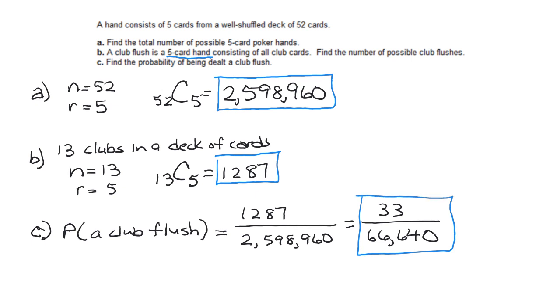The way you should look at this problem, it's actually a nice problem, is what if you didn't have part A and B? It just says, a hand consists of five cards from a well-shuffled deck of 52 cards. Find the probability of being dealt a club flush. That would be a typical problem. The first thing you want to find is how many club flushes are available. That'll be your numerator. Then how many total? You can go in either order, but you need to find the numerator and the denominator, then place them together.